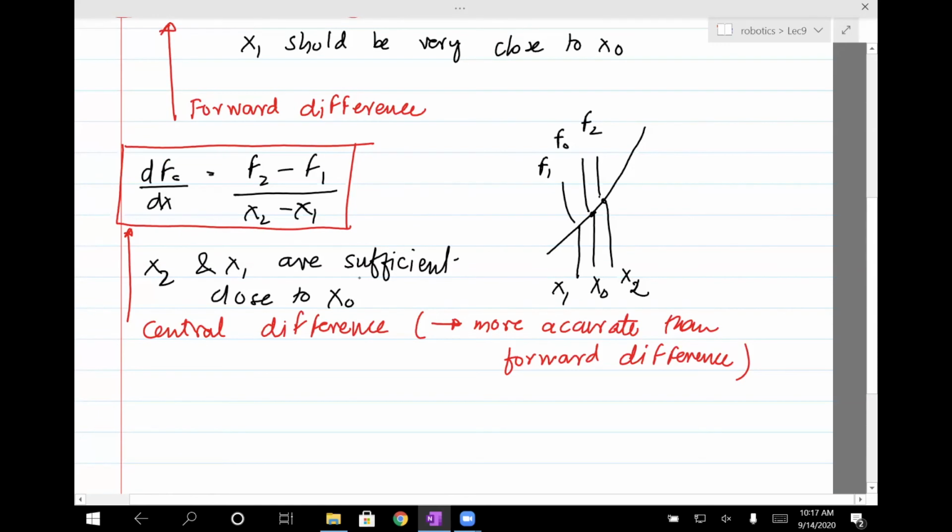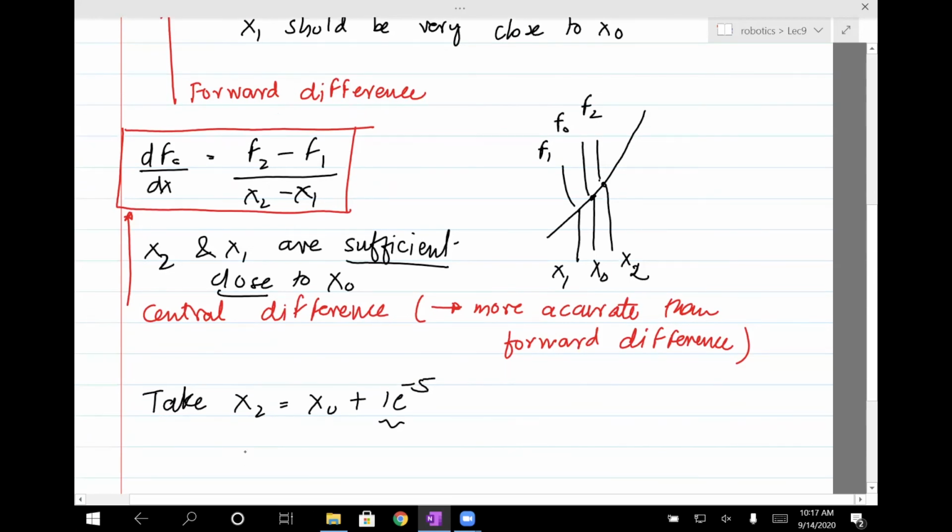Okay, so what does it mean to be sufficiently close? What I suggest is take x2 to be something like x0 plus 1e negative 4 or 1e negative 5. That's what I mean by close. So x2 will be that. Since it's a positive value here, x1 will be x0 minus 1e negative 5. You don't have to take the right and left perturbations to be the same. You can actually take a different value if you want. You can take that to be negative 6. It won't really matter. It's usually a good practice to take the same difference.